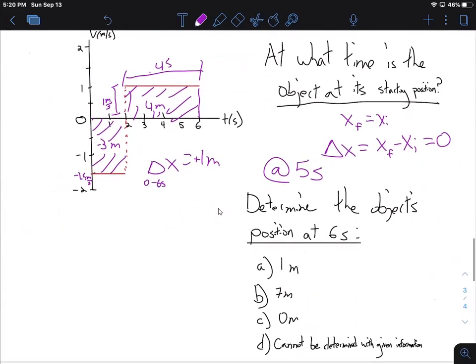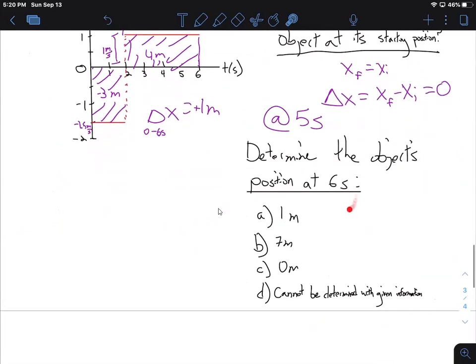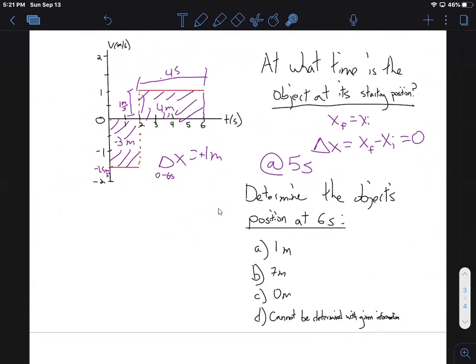Now, that's not what we're being asked for, though. We're being asked, what is its position at 6 seconds? All this velocity graph is able to tell me, though, is the change in position. So I don't know where this object is. Sure, if it started at the origin, it would be at 1 meter. But this graph does not tell me where the object started. It just told me how it was moving. The object could have started at, I don't know, the 10 meter mark, 10 meters in the positive direction, in which case its position would now be 11 meters.